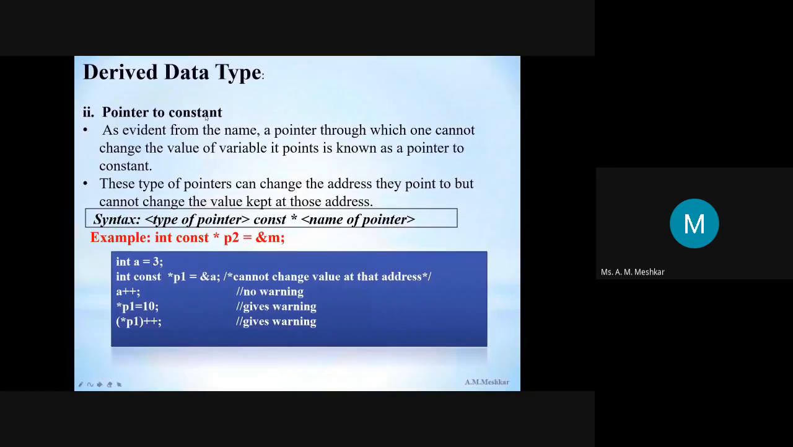Pointer to constant. As you can see, the name pointer to a constant means a pointer to one which one cannot change the value of variable it points to. It is known as pointer to a constant.